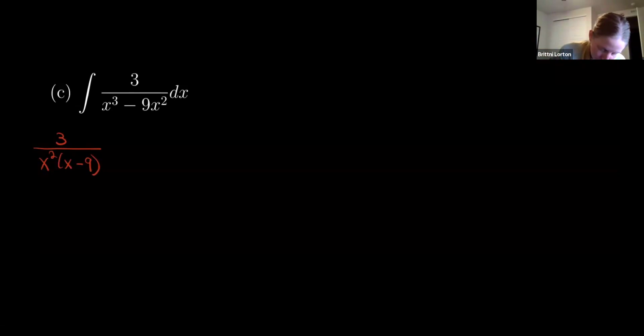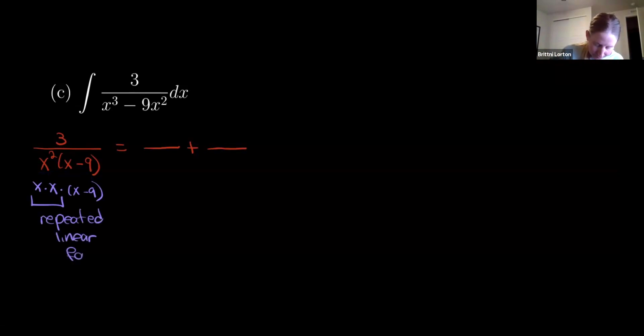And then I'm going to break it up into multiple fractions. And here is the trick. This looks like there's only 2 factors on the bottom, but there's actually 3, right? This is technically an x times an x times an x minus 9. So it's technically 3. And that x times x in the factored form is called a repeated linear factor.